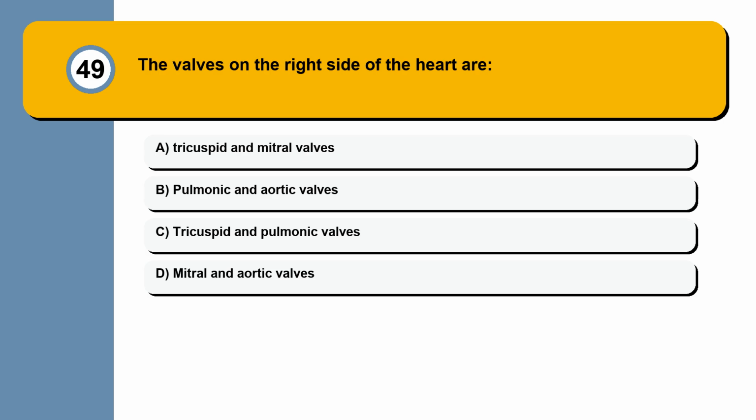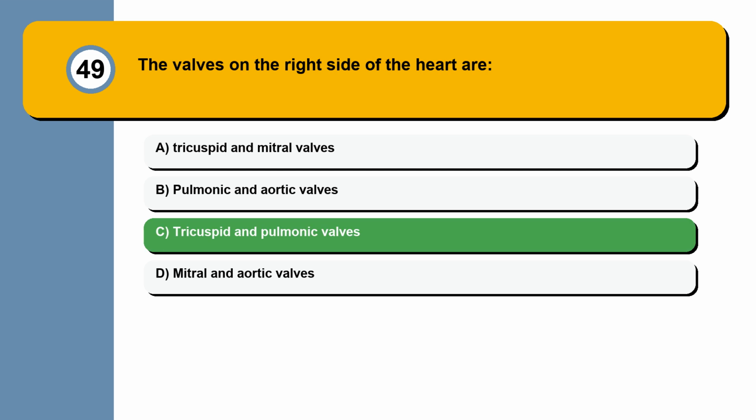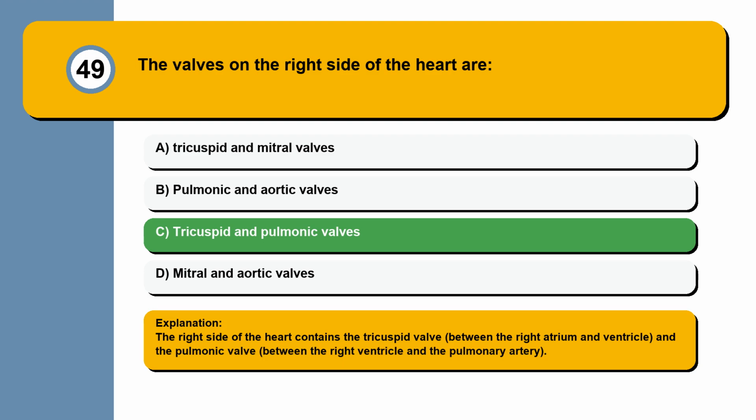Question 49. The valves on the right side of the heart are. Here are your options. Option A, tricuspid and mitral valves. Option B, pulmonic and aortic valves. Option C, tricuspid and pulmonic valves. Option D, mitral and aortic valves. The correct answer is option C, tricuspid and pulmonic valves. Explanation. The right side of the heart contains the tricuspid valve, between the right atrium and ventricle, and the pulmonic valve, between the right ventricle and the pulmonary artery.